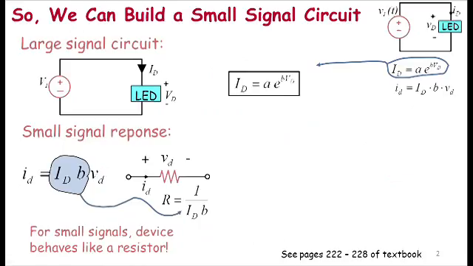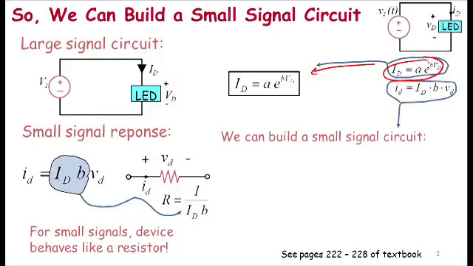Okay, so I can go ahead and replace my nonlinear device with a resistor in order to find out the small signal behavior, and I can really create a circuit in order to do this. So what I'll do is, if this equation is captured by the large signal circuit, then the small signal expression can be derived from the small signal circuit, and it is really simple.